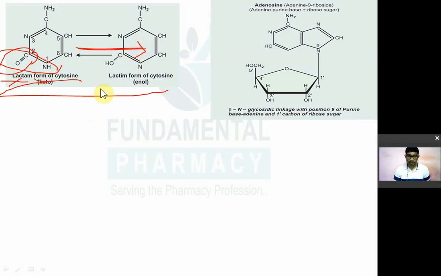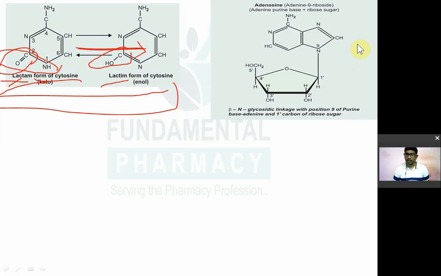Enol or lactin form. So lactin form of your cytosine. You can see over here, there is no ketone here, what is here? Alcohol. So keto-enol formation. Purines, pyrimidines, they may show keto-enol formation. How there is a bonding between your purines, pyrimidines and your ribose sugar.